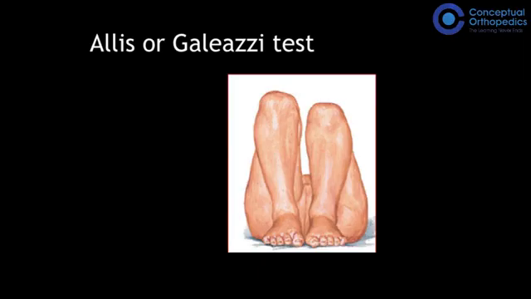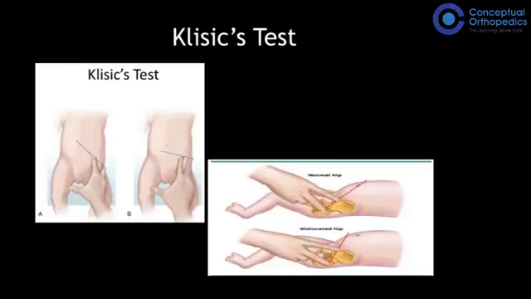And similarly, you have the Allis test, where when you flex the knee and the hip, the side which is dislocated is lower down. And then you have the Klisic test for bilateral DDH, which is important.